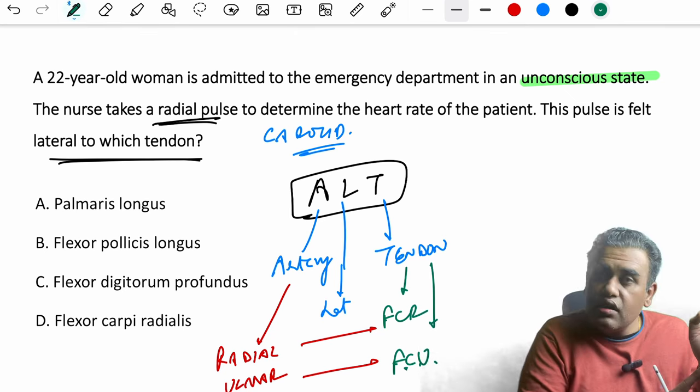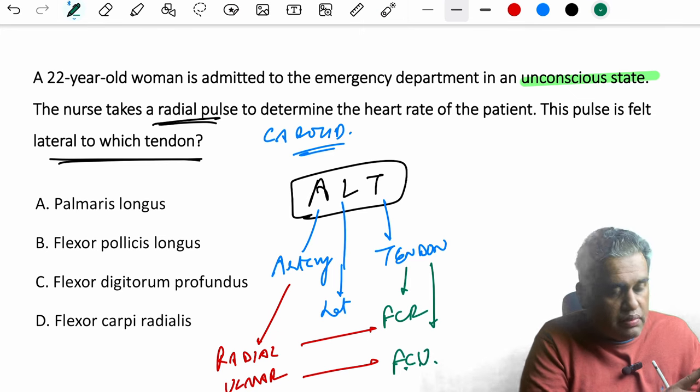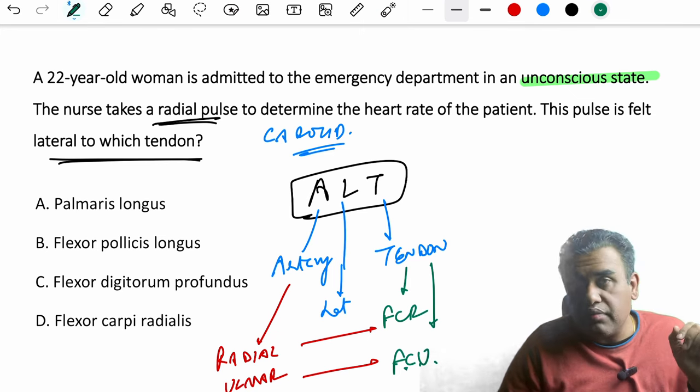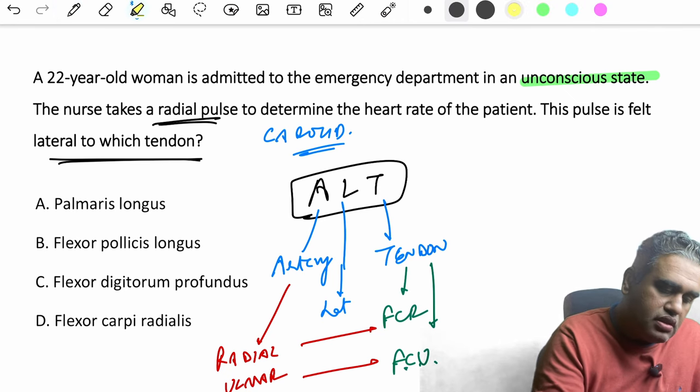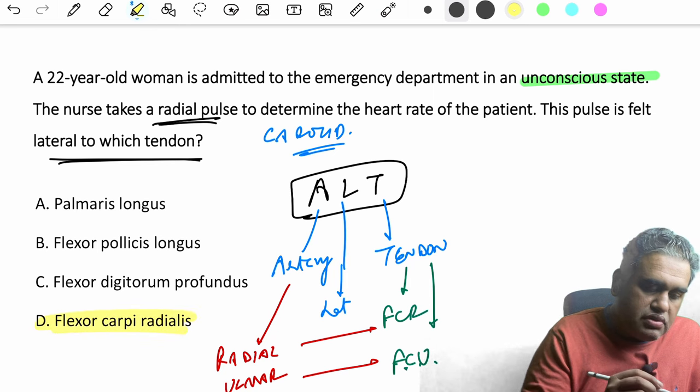Therefore remember, the artery is lateral to the tendon. If the tendon cut is just in the middle of the artery, that is FCR on the lateral side and FCU on the medial side. So the answer is straightforward: the answer is FCR, lateral to the artery.